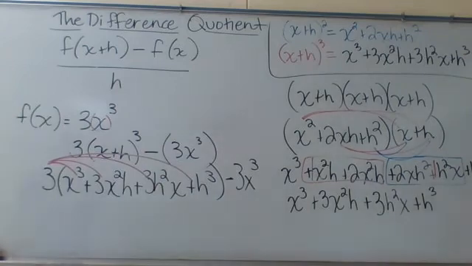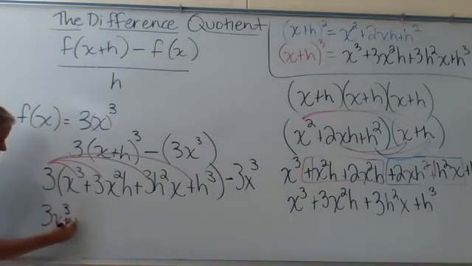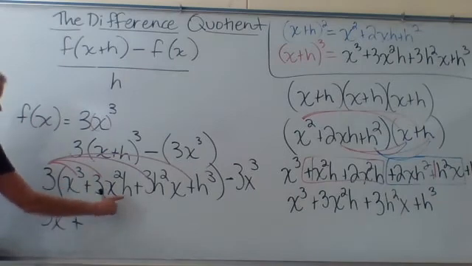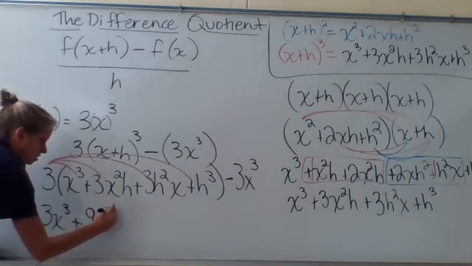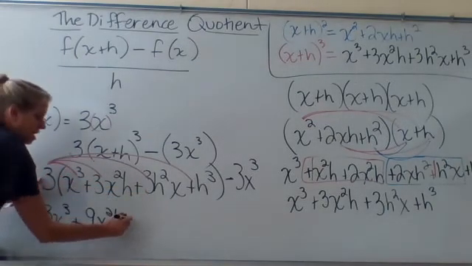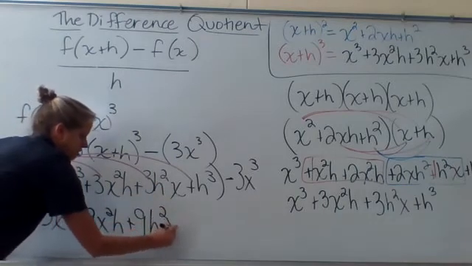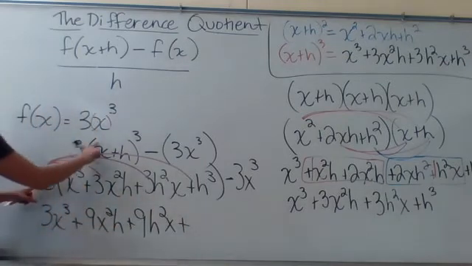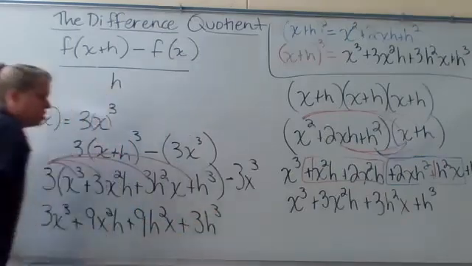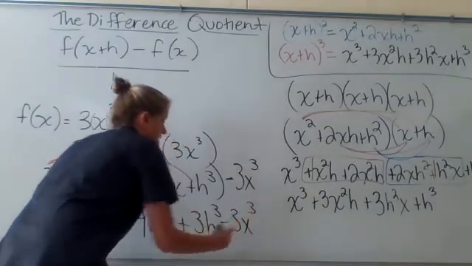And then clean it up. So if I distribute this, 3 times x cubed is 3x cubed. Plus 3 times 3 gives me 9x squared h. Three times 3 again gives me plus 9h squared x. Plus 3 times h to the third is 3h to the third. And drop down your minus 3x to the third.